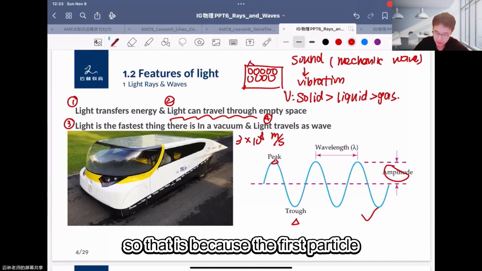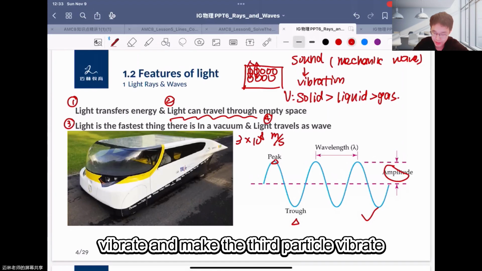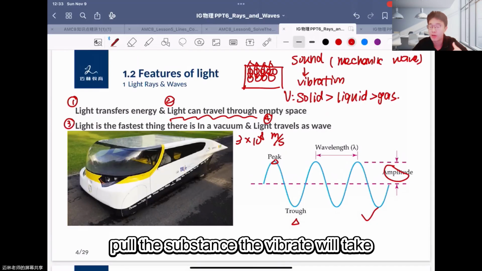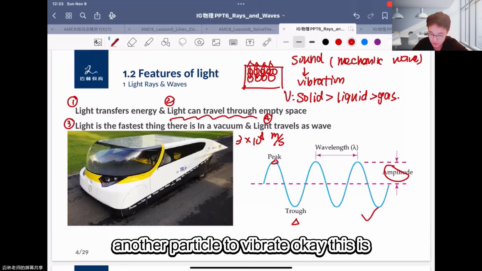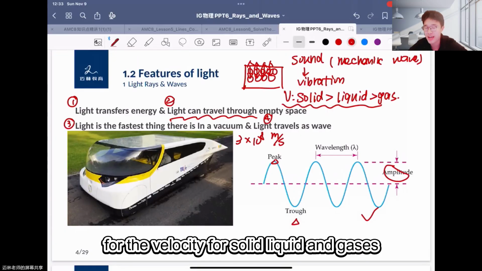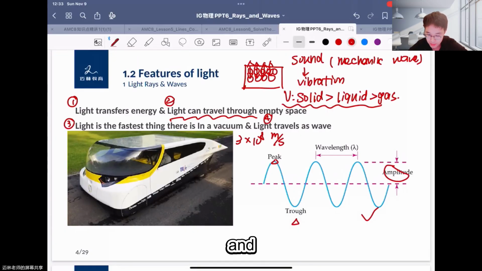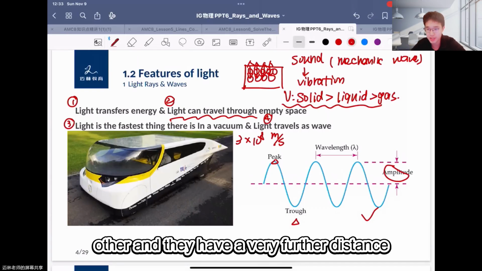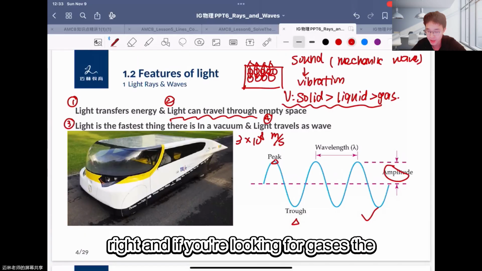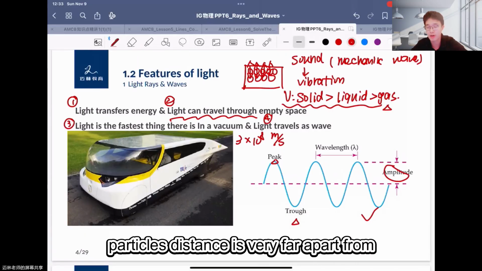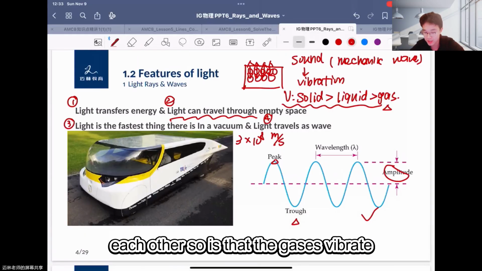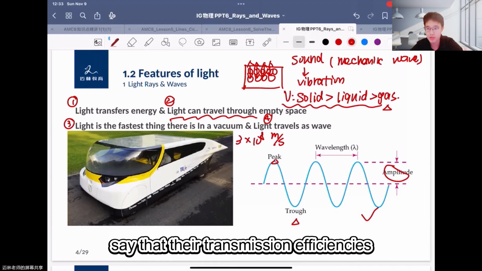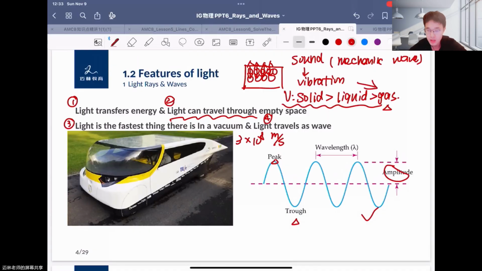That is because the first particle vibrates and makes the second particle vibrate, then the third, then the fourth, so the vibration passes through the whole substance from particle to particle. This is the velocity for solid, liquid, and gases. In liquid, the particles are farther apart from each other, so they can only vibrate a little. For gases, the particles are very far apart, so the vibration is less than in solid and liquid. Their transmission efficiency becomes smaller and smaller. This is for velocity.